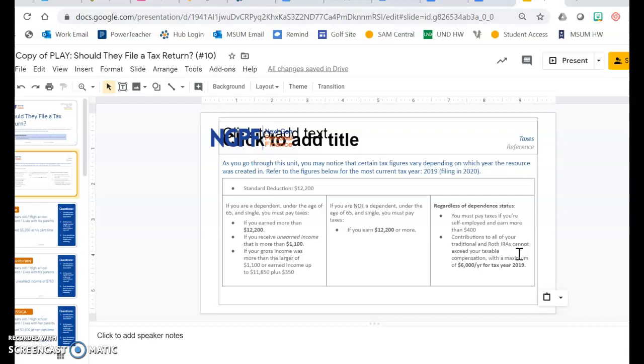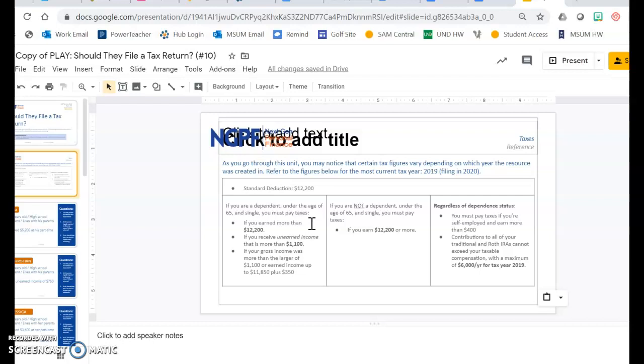So the big ones here for you guys as younger people: basically if you're a dependent, you must understand that if you earn more than $12,200, you have to file taxes. If not, you do not have to. However, we talked about a couple times ago that it's still good to file taxes just in case maybe you filled out on your W-4 that you were not tax exempt.